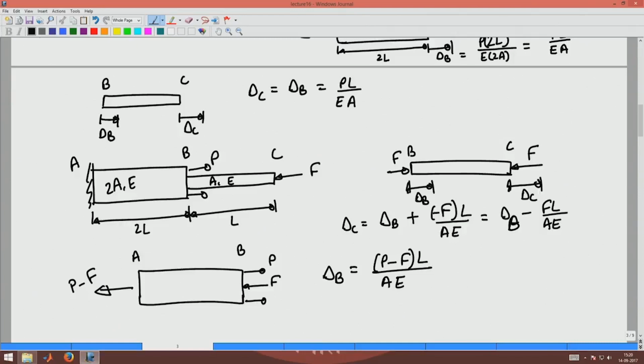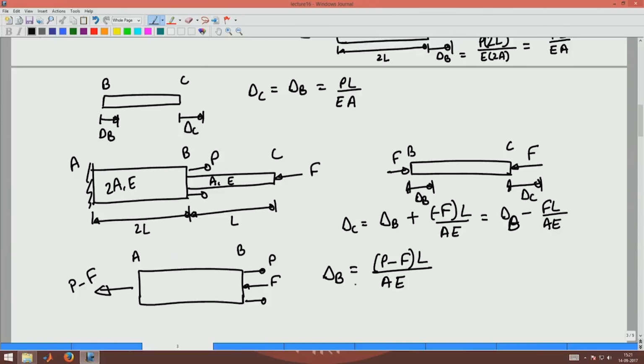From our expression for the displacement at a point P to a member for which the applied axial force is P which is in tension, this will be the displacement of B. So, now delta C becomes PL by AE minus 2FL by AE, substituting for delta B in there. So, that is the displacement of C, the point C.